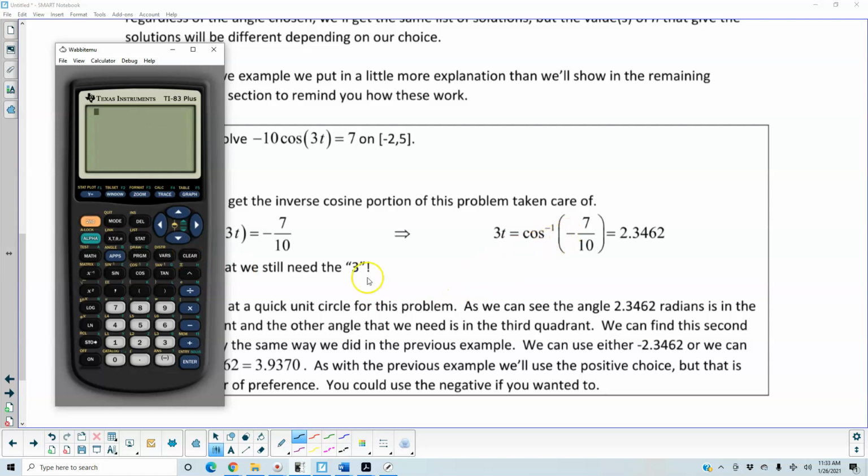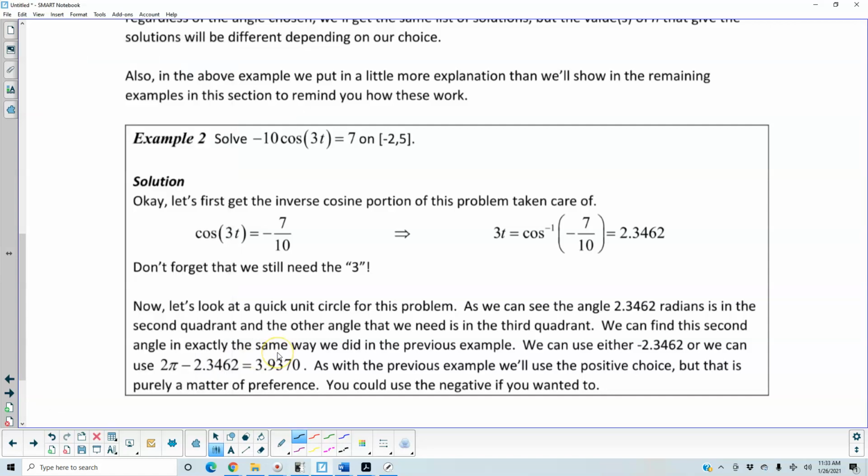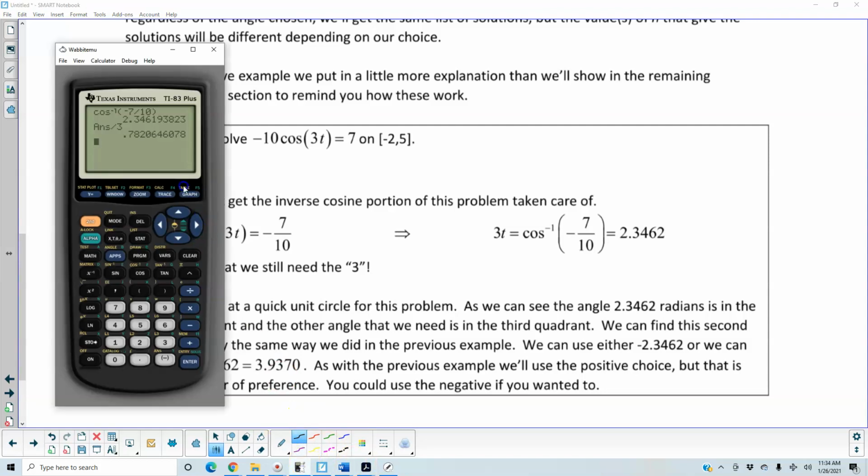So we have the cosine inverse. Let's find the cosine inverse of negative 7 divided by 10. Okay, that's 2.346. But then remember that we need to divide by 3. So dividing by 3 is going to give us 0.7821.